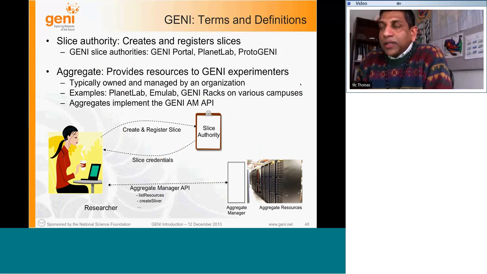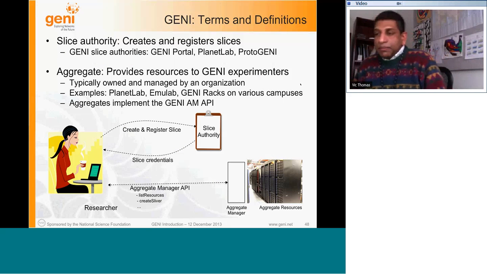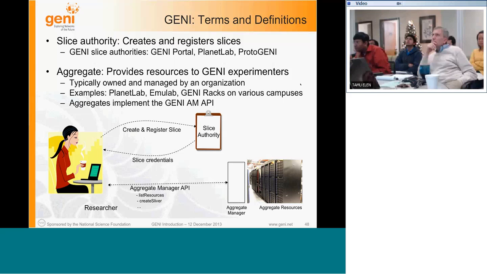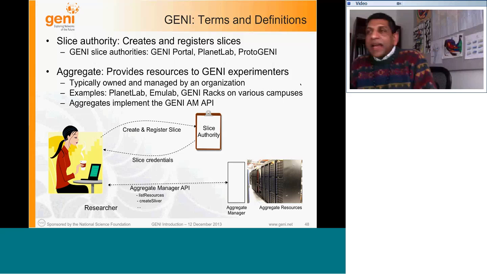Another term that's commonly used in GENI land is aggregate. It's essentially a collection of resources at an organization. An aggregate provides resources to GENI experimenters, and they're typically managed by an organization. For example, when you get your GENI rack, that is an aggregate that is owned and managed by Texas A&M. Your IT people will manage it, they own it, and as part of getting the rack, you agree to make it available to GENI experimenters. So you're an aggregate.